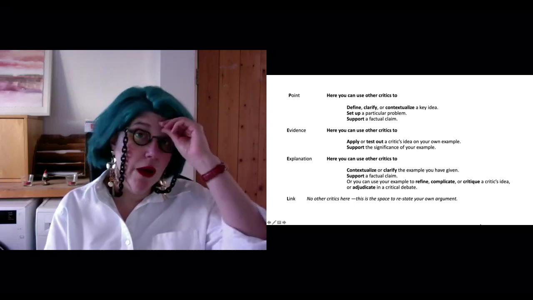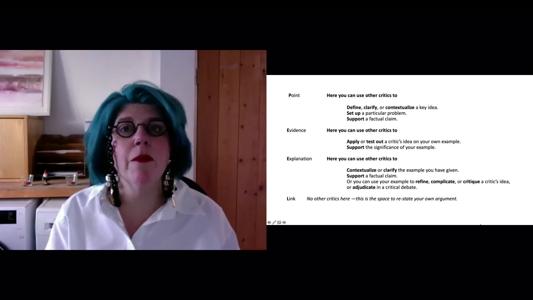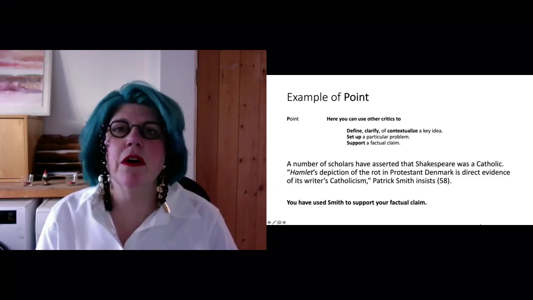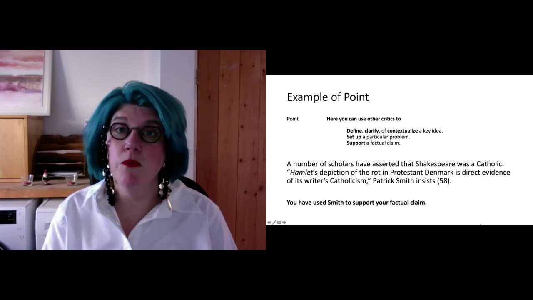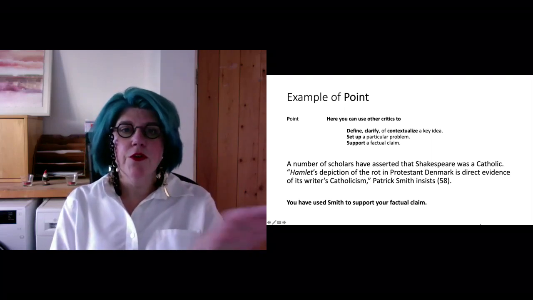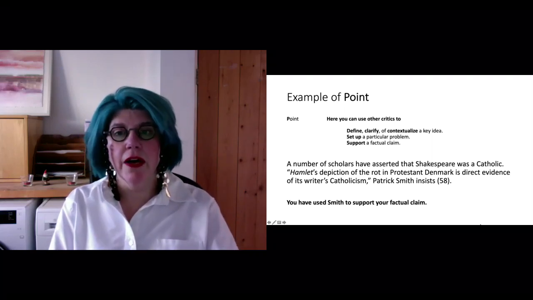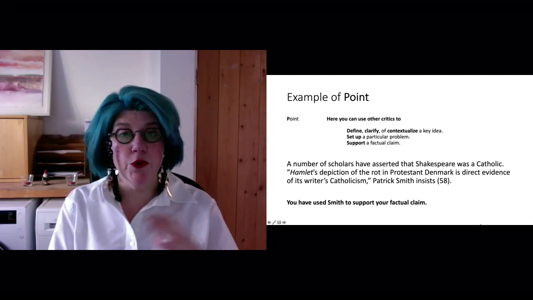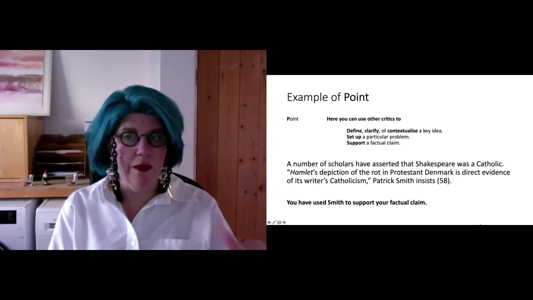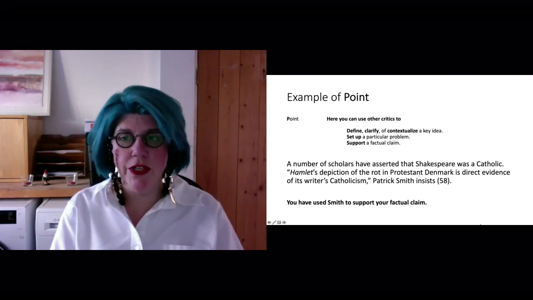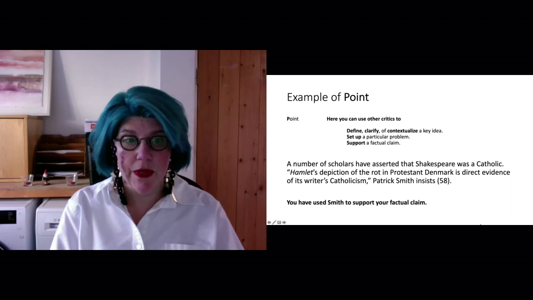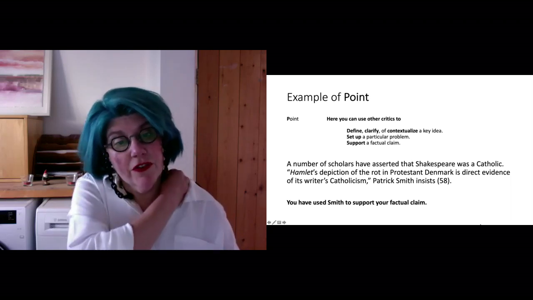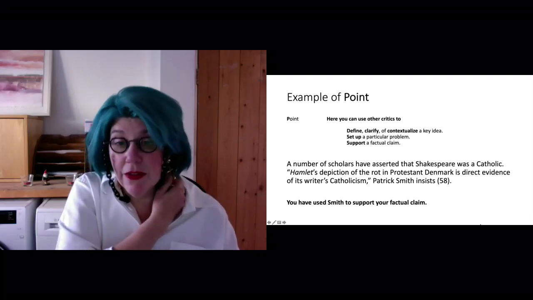All right, now that's all very good in the abstract, but how about some examples? I'm glad you asked. An example of using secondary critics when it comes to point. Remember, here you can use them to define, clarify, or contextualize an idea, set up a particular problem, or support a factual claim. So, for example, a number of scholars have asserted that Shakespeare was a Catholic. Hamlet's depiction of the rot in Protestant Denmark is direct evidence of its writer's Catholicism, Patrick Smith insists.